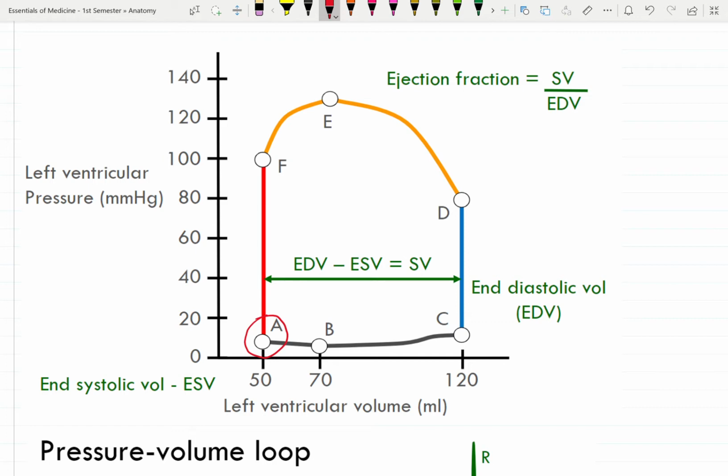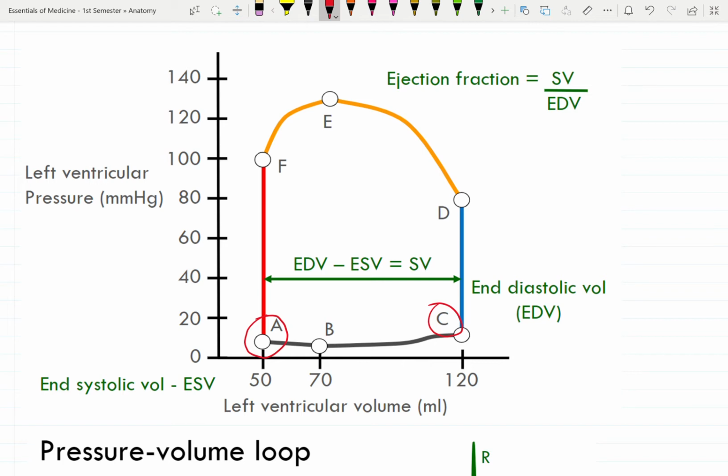Now, the end diastolic volume, which is represented at point C, represents the volume of blood in the ventricle at the end of the ventricular diastole. That is before the ventricle contracts. So how much blood is inside the ventricle before it's ejected into the aorta.